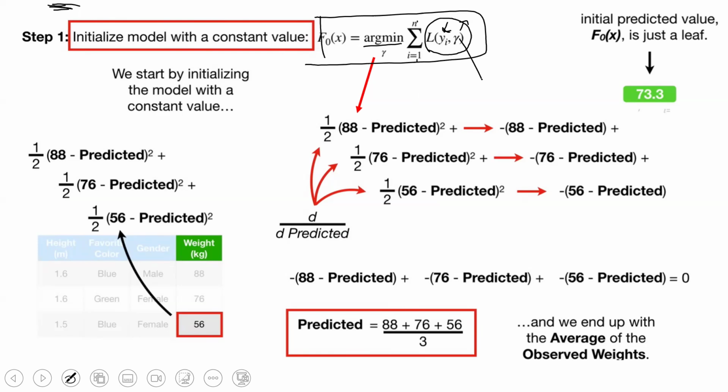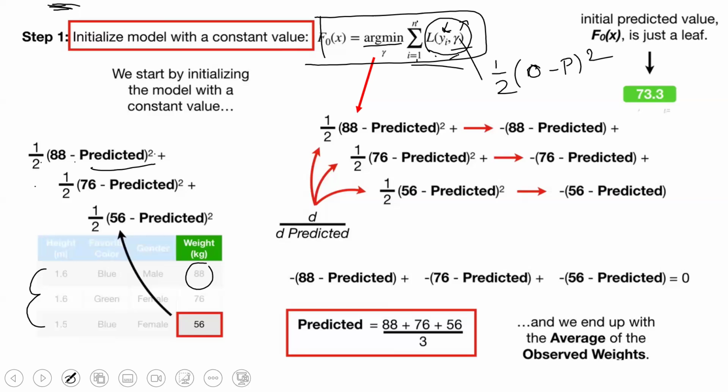Now what is the loss function here? It is 1 by 2 into (observed minus predicted) whole square. I am taking that loss function and summing over all the samples. Now I have 3 samples: 1 by 2 into (88 minus predicted) whole square, and so on. Now we want to find out the predicted value only, right?